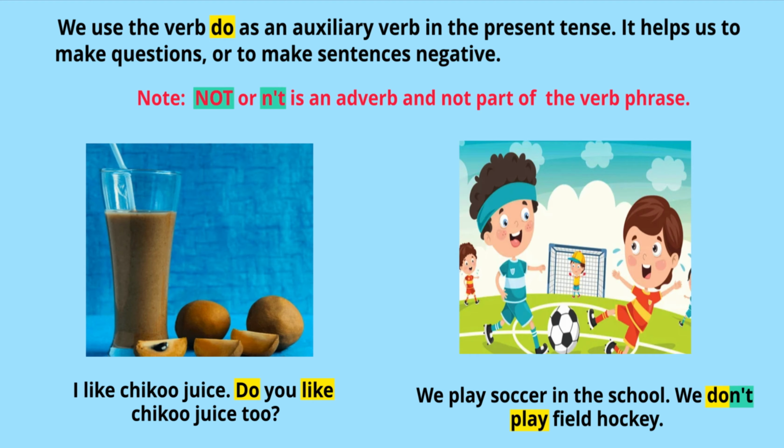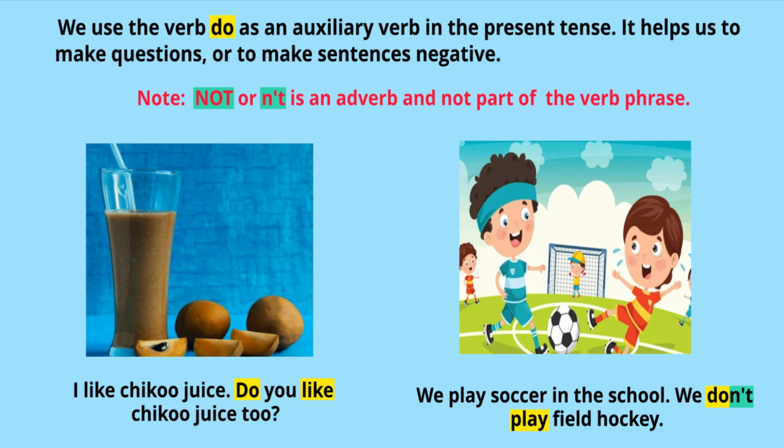I like chiku juice. Do you like chiku juice too? So do here is the auxiliary verb and like is the main verb. So here this is helping to ask you a question. You said I like chiku juice. Do you like it too? So that helped you to ask a question.